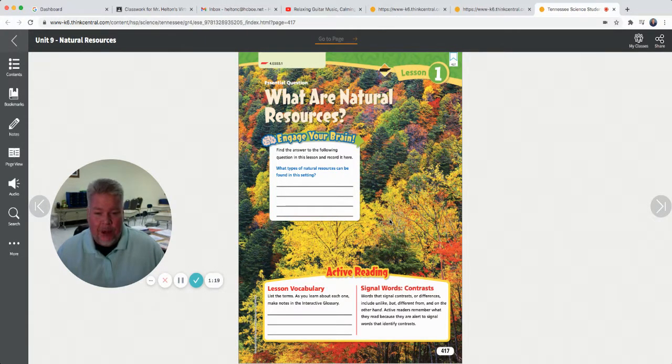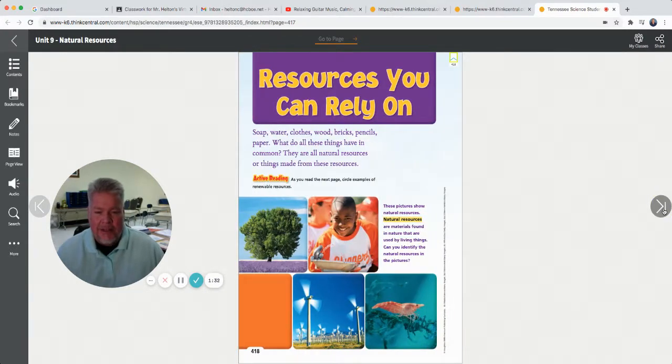Yeah. Are you holding a pencil? Where do you think that wood came from? It came from a tree, right? If your pencil's made out of wood. So wood, trees, forest are a natural resource. We'll be learning about that. Okay, let's flip to page 418 and start reading here.